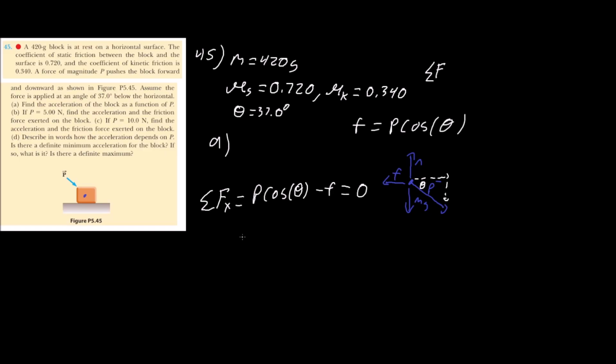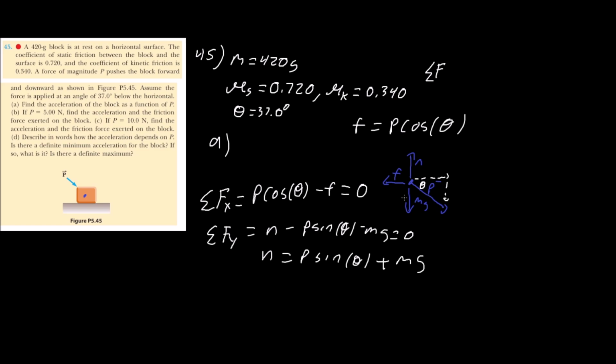So the sum of the forces in the y, however, is going to be the normal force minus P sine of theta minus mg. So therefore, the normal force will always have to equal P sine of theta plus mg. That's going to equal 0. Down is negative, so yeah, these are correct. So whatever it is, they have to be added values. So the normal force has to be those added values.